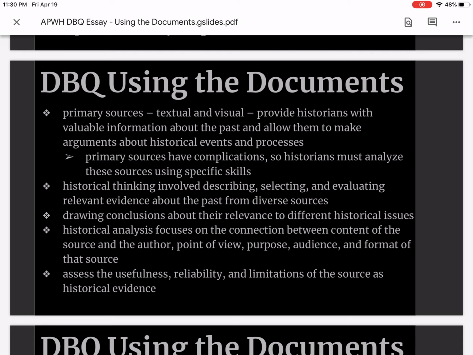And historical analysis focuses on the connection between content of the source and the author, their point of view, their purpose, the audience, and the format of that source. Also, with primary sources, historians must assess the usefulness, the reliability, and limitations of the source as historical evidence. This is very important in determining basically the legitimacy of the information within that source.